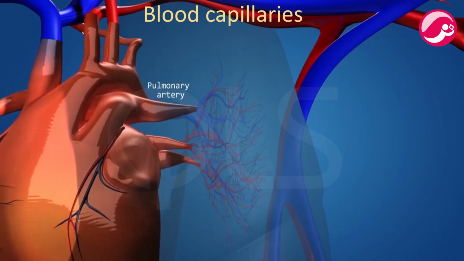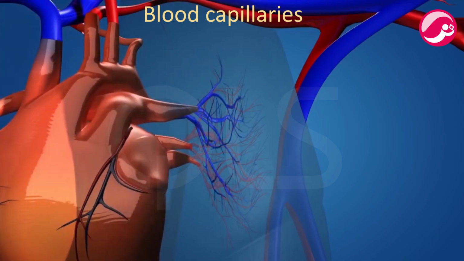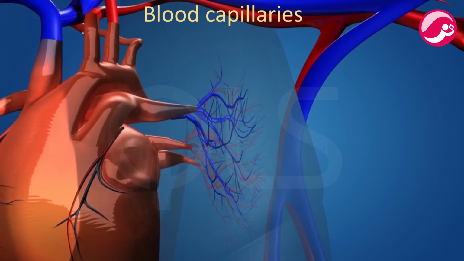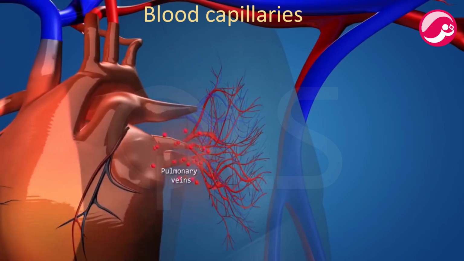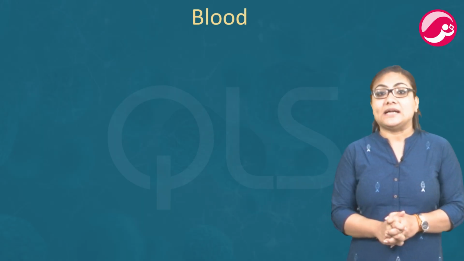The heart pumps deoxygenated blood into the lungs through pulmonary arteries. Pulmonary artery carries impure blood to the lungs from heart. Blood gets purified in the lungs. Pulmonary veins carry pure oxygenated blood from lungs to the heart. Now let's talk about blood.